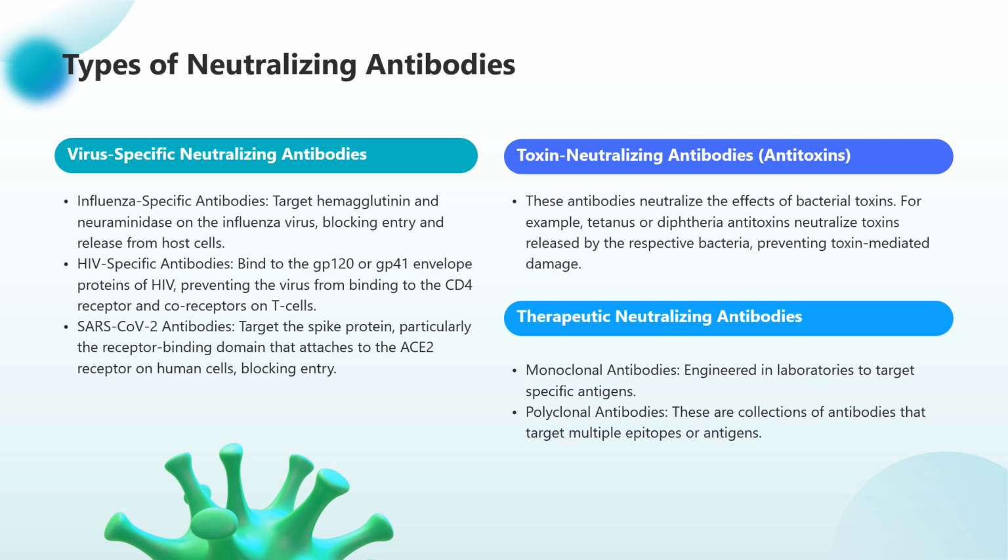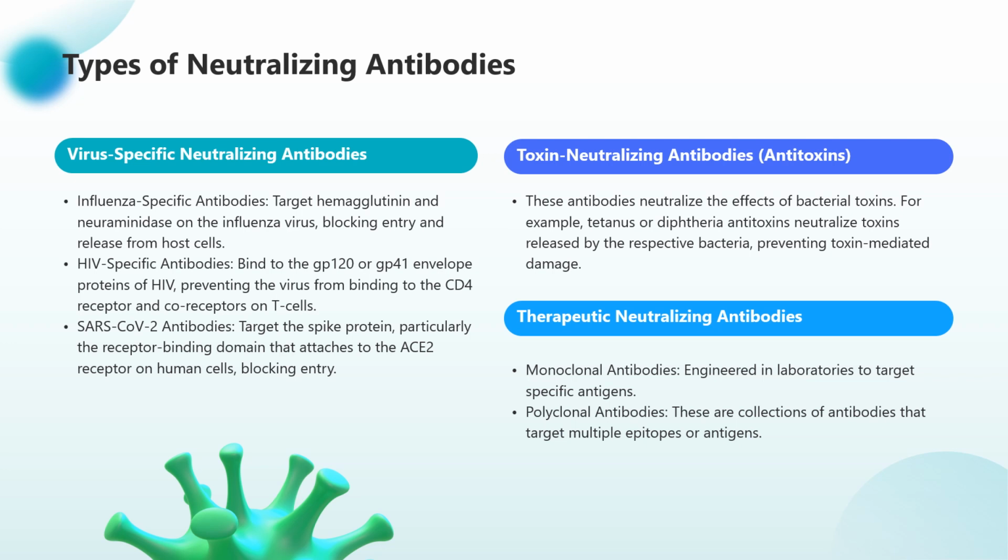HIV-specific antibodies bind to the GP120 or GP41 envelope proteins, preventing the virus from attaching to the CD4 receptor and coreceptors on T cells. SARS-CoV-2 antibodies focus on the spike protein, particularly the receptor binding domain that connects to the ACE2 receptor on human cells, thereby blocking viral entry.